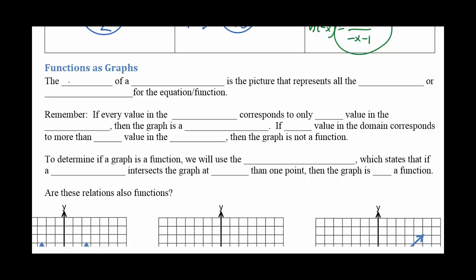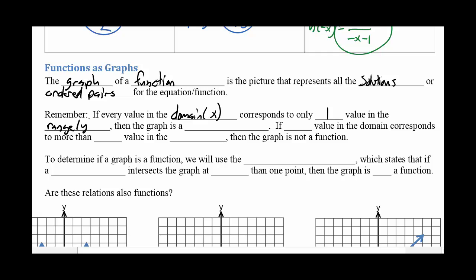All right, the graph of a function is the picture that represents all these solutions or ordered pairs for the equation or function. Okay, so if every value in the domain, or x, corresponds to only one value in the range, or y, then the graph is a function.